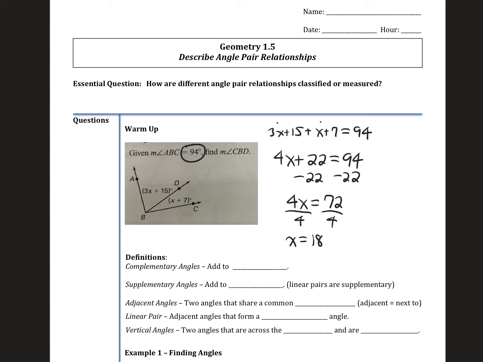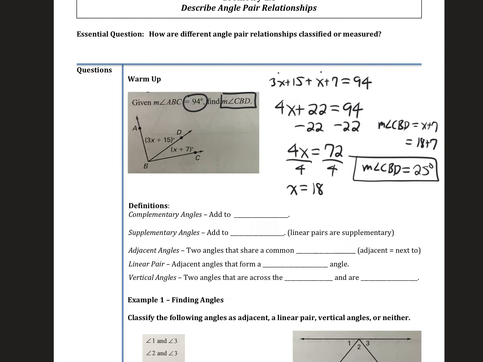Are we done? What are we looking for? We're looking for CBD. CBD is x plus 7, so measure of angle CBD equals x plus 7, and x equals 18. So for x, we're going to put 18 plus 7. So measure of angle CBD equals 25 degrees. And there we go. All right, moving on.